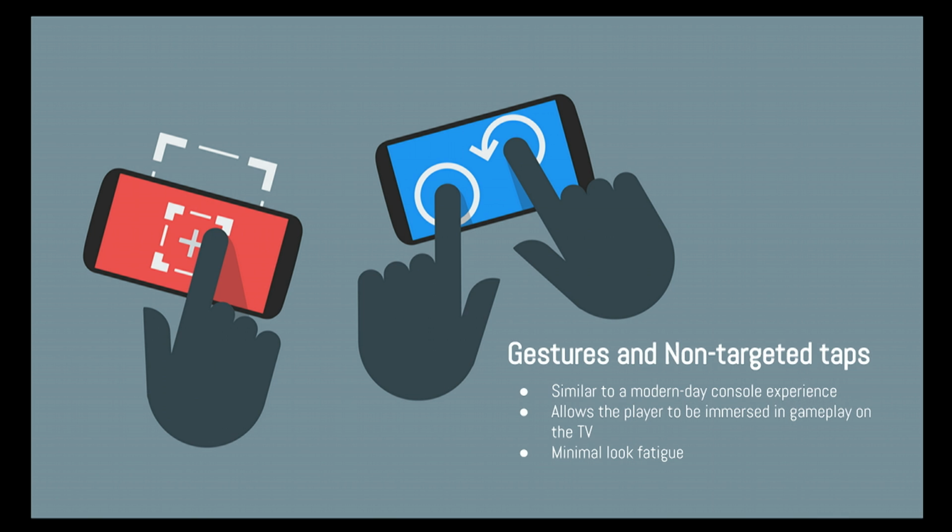First up, we have gestures and non-targeted taps. This works great with something like an endless runner. You're not even looking down at your phone, you're just swiping left and right and up. And then it has minimum to almost non-existent look fatigue, because players don't even need to look down on their phone.